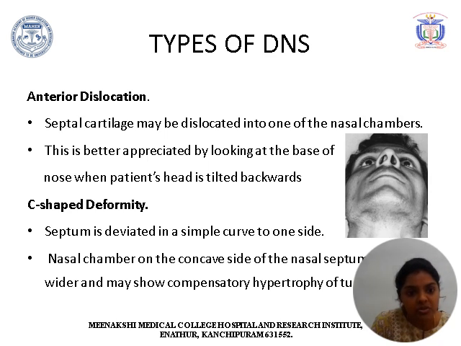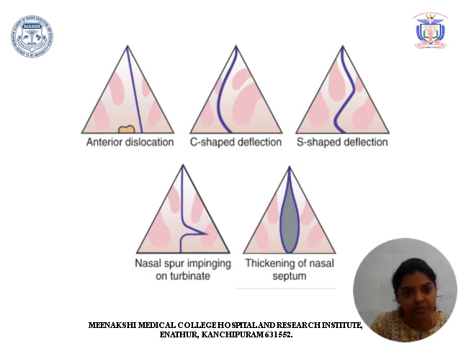And second type is your C-shaped deformity. So septum is deviated in a simple curve to one side. Here the nasal chamber on the concave side of the nasal septum will be wider, which might lead to compensatory hypertrophy of your inferior turbinate.